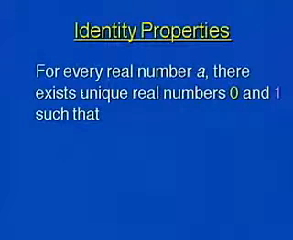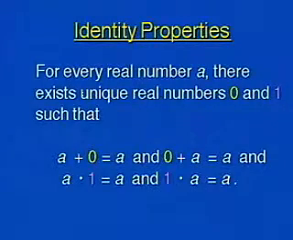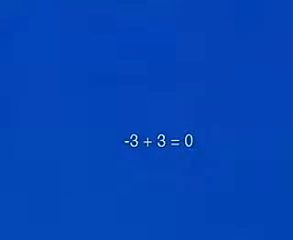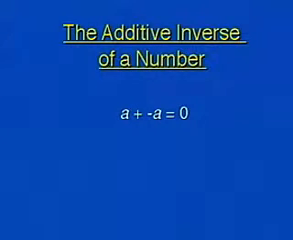For every real number a, there exist unique real numbers 0 and 1, such that a plus 0 equals a, and 0 plus a equals a, and a times 1 equals a, and 1 times a equals a. Let's look at this operation. Negative 3 plus 3 equals 0. 4/7 plus a negative 4/7 equals 0. This is called the additive inverse of a number. A plus negative a equals 0.